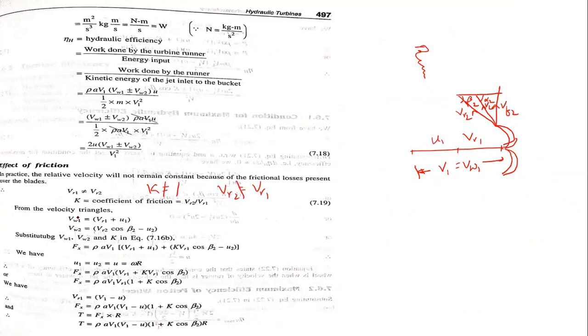So from the velocity triangles, VW1 is equal to VR1 plus U1 and VW2 is equal to VR2 cos beta 2 minus U2. This is your VW2. VW2 is equal to VR2 cos beta 2 minus U. That I have already done. This is U.